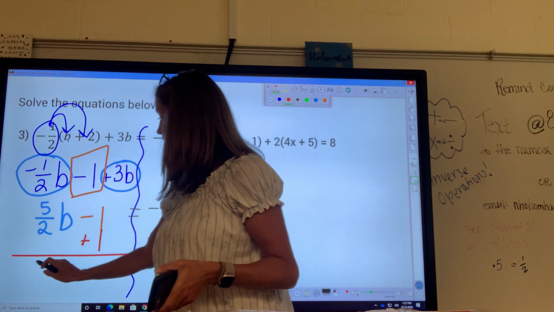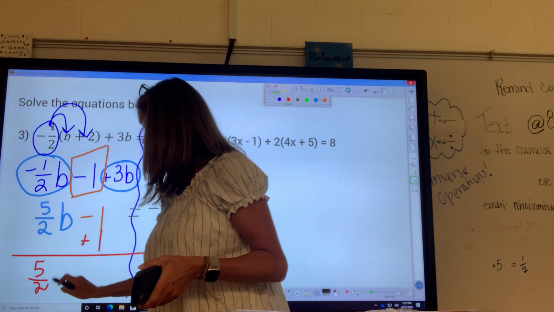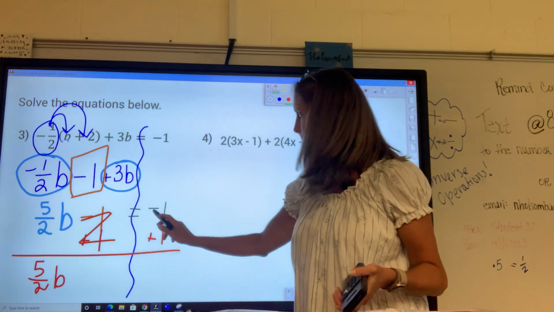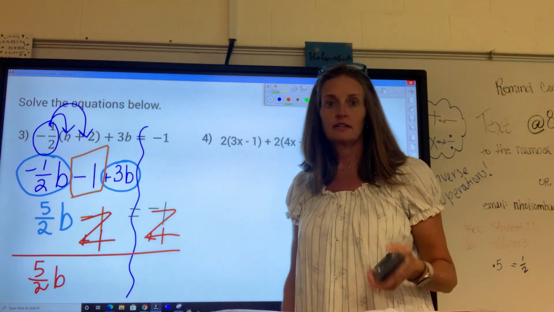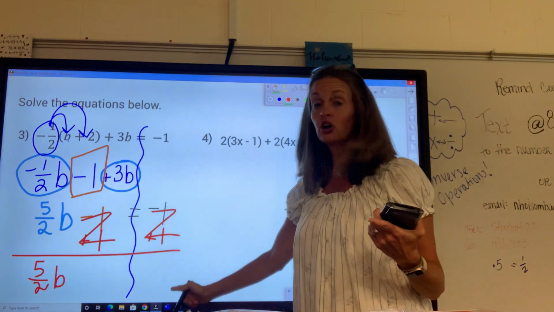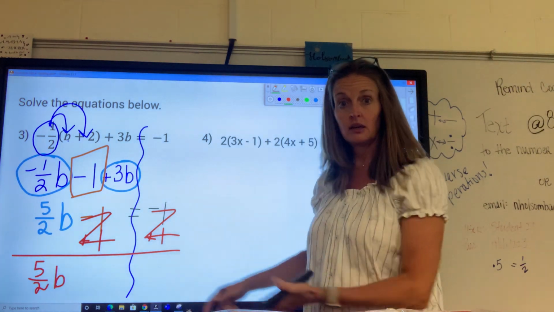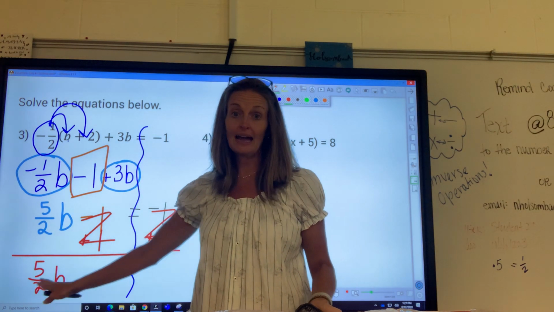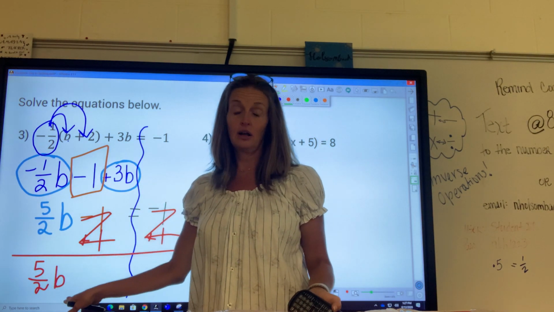So we're left with 5 over 2b because we didn't touch it yet. These cancel. What about negative 1 plus 1? They cancel also. This is where I was talking about, if it's all gone, you can't just leave it blank. See, this side, this is all gone, but this wasn't. This is left here. You still have something over here on the left side.